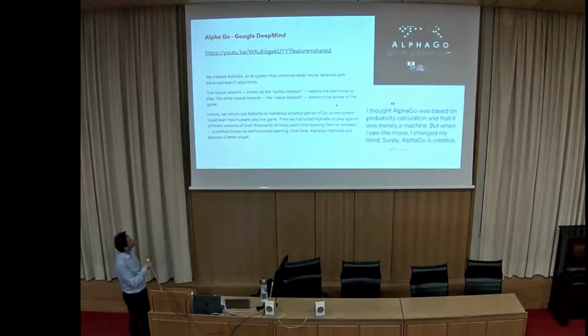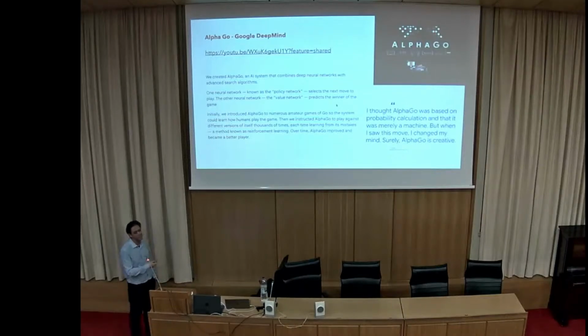Initially, we introduced AlphaGo to numerous amateur players of Go, so the system could learn how humans play the game. Then we instructed AlphaGo to play against different versions of itself, so it learns from itself. Okay? Each time learning from its mistakes, a method known as reinforcement learning. Over time, AlphaGo improved and became a better player.